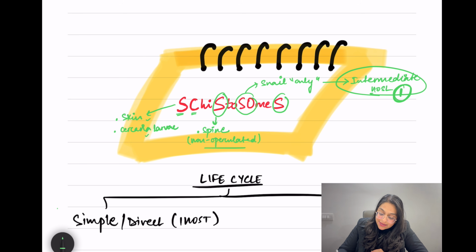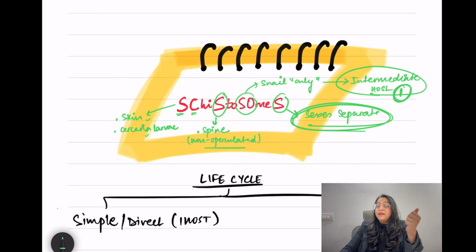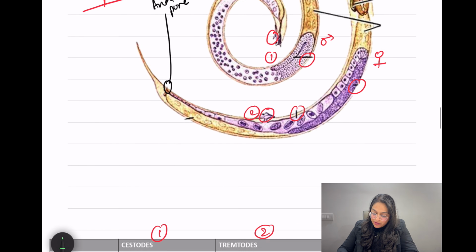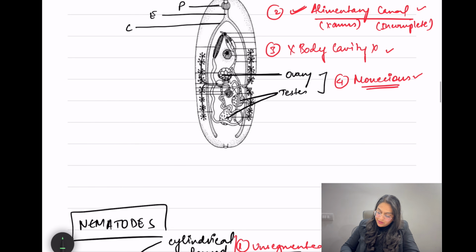And then the last S, what does it say? It says that the sexes are separate. What had we seen? Trematodes and cestodes, monoecious, sexes are not separate except schistosomes. So if we go up here, I said it is monoecious trematodes. I would like to say except schistosomes.